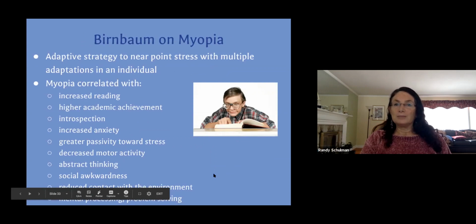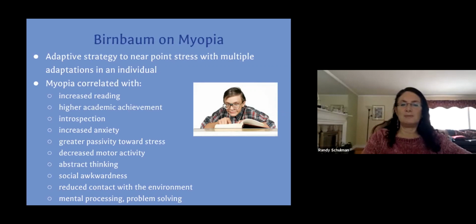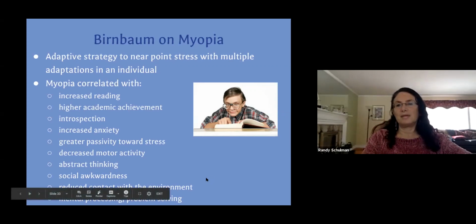So let's talk a little bit more about myopia, that it's correlated with increased reading, higher academic achievement, introspection, increased anxiety, greater passivity towards stress, decreased motor activity, abstract thinking, social awkwardness, reduced contact with the environment, mental processing, and problem solving. You know, again, it was interesting to read that that's really what it's correlated with. I don't really hear about that so much in myopia studies today, but it's certainly intuitive if we think about it.